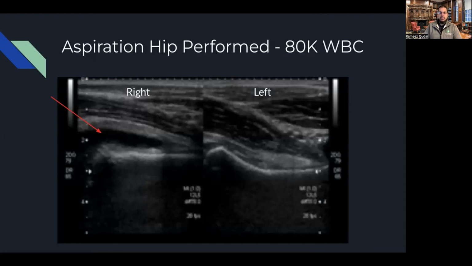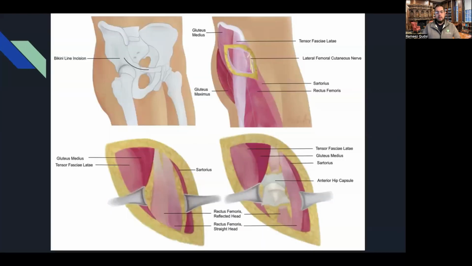So in our case, an aspiration is performed. We will say there's an 80,000 white count, which generally, anything above 50,000 you would consider washing out and presume septic arthritis. And then you go ahead to the OR.